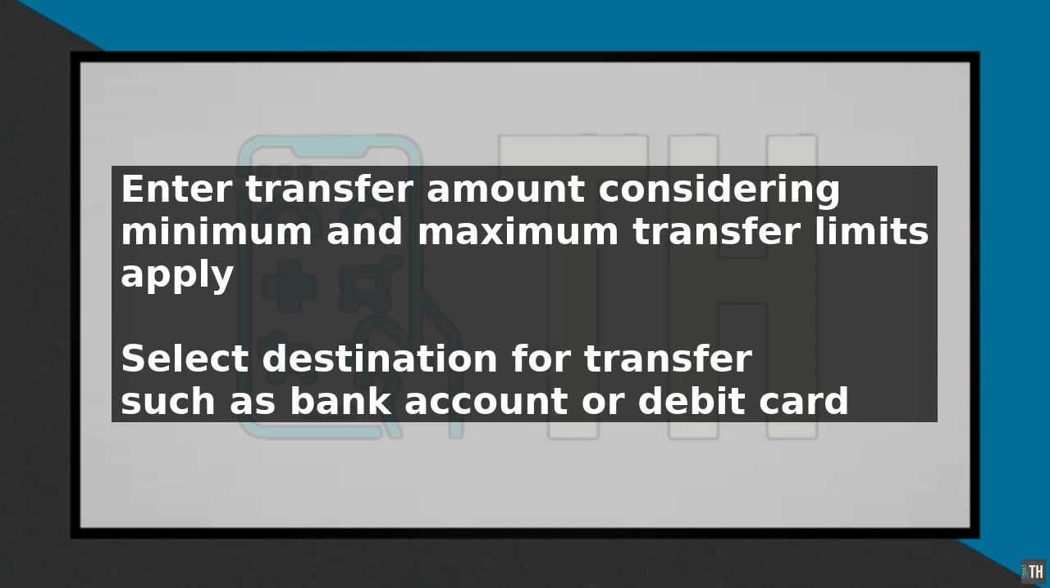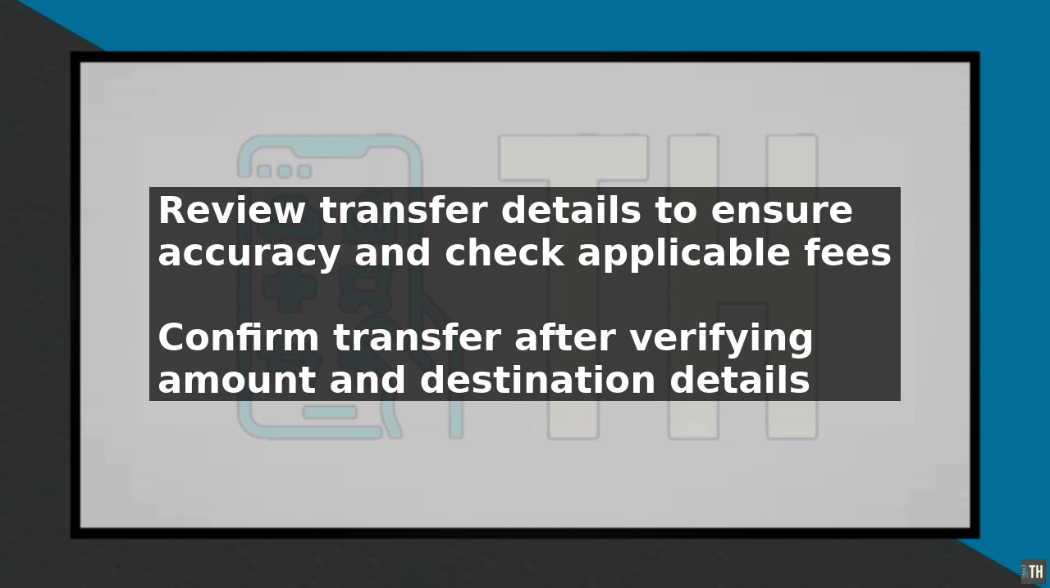Once you have selected the destination, review the transfer details to ensure everything is correct. Check the amount, the destination, and any applicable fees. If everything is in order, confirm the transfer. The transfer may take a few business days to complete, depending on the type of transfer and the destination. You can track the status of the transfer in the Venmo app.